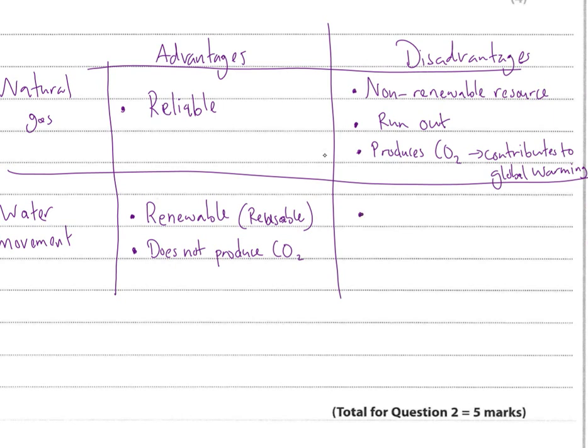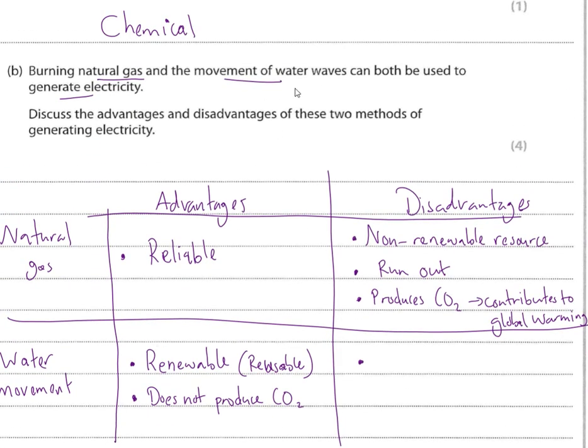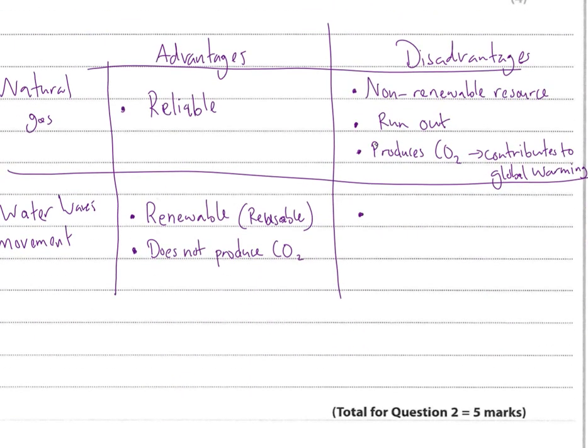Now, what's bad about it? We need to talk about what is bad about it. Since we're using water to move, in this case, the question is about the movement of water waves. It could be in the ocean, and so on. Not every time you have waves. Sometimes the sea is just perfectly calm, or the lake is perfectly calm. So waves might not be present all the time.